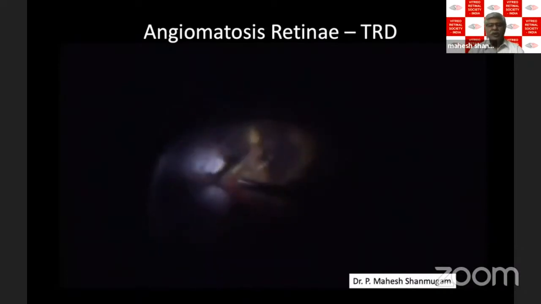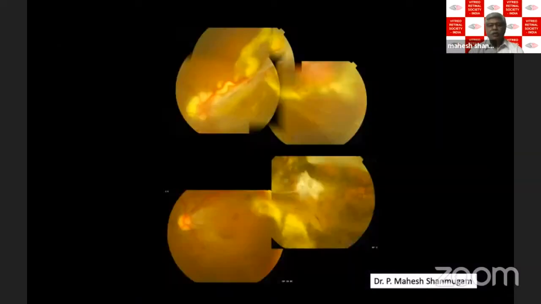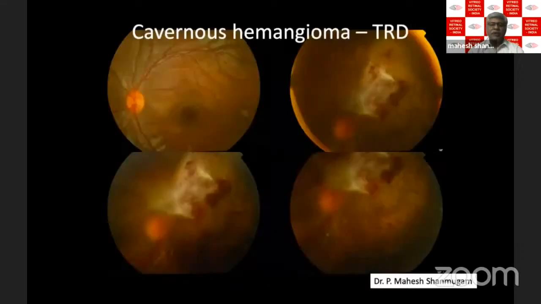I used to very rarely resect these tumors, but now I found that it's not a good idea to resect them. Leave them alone and support, as seen in the pre and post treatment, post vitrectomy appearance. And this is a cavernous hemangioma. Usually we leave them alone.